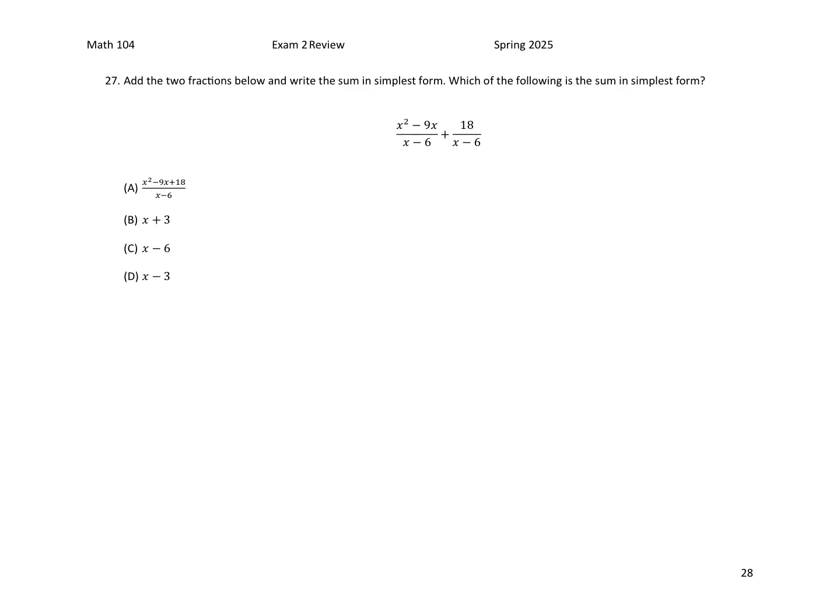Add the two fractions below and write the sum in simplest form. Okay, so these two fractions already have the same denominator, so all I have to do is add the numerators. So I'm going to have x squared minus 9x plus 18 over that common denominator x minus 6.